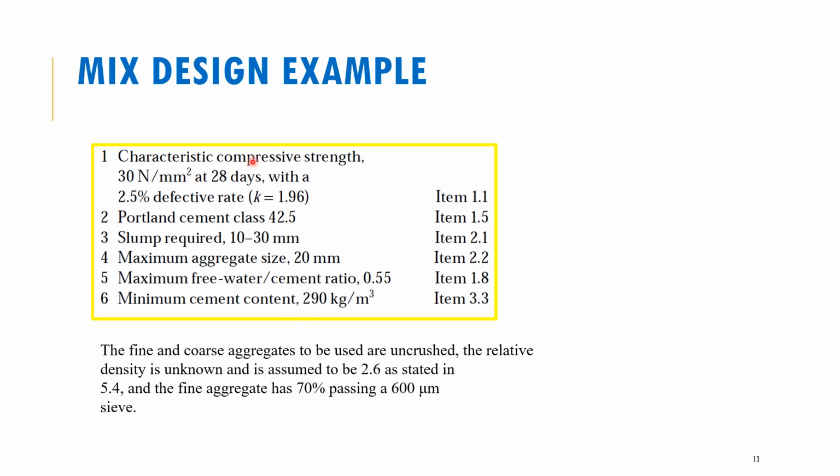So everything over here is specified by the client. There's also this paragraph over here that talks about the fine and coarse aggregates. They need to be uncrushed, so it's specified by the client. The relative density is unknown, and hence you'd assume 2.6, as stated in section 5.4 of your BRE guideline. And for your fine aggregates, after conducting a sieve analysis, it was revealed that 70% pass a 600 micrometer sieve. So this is all information that is provided to you by your client, and you're required to come up with the concrete mix design.